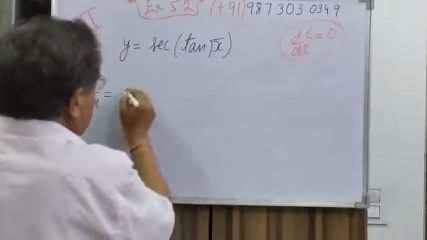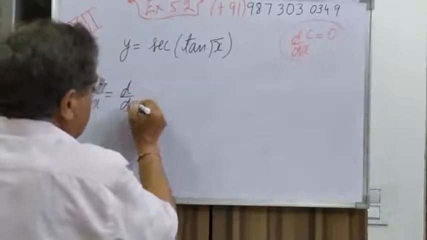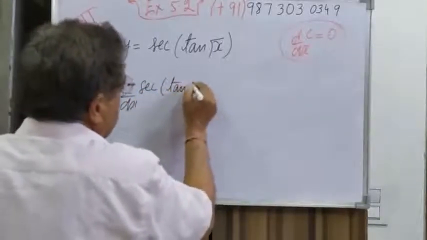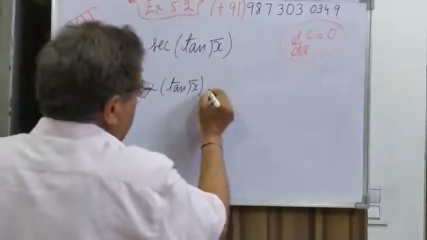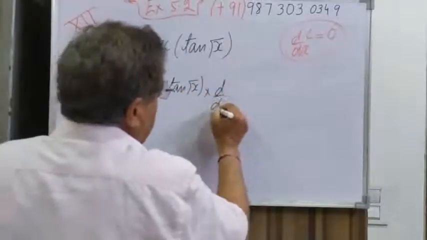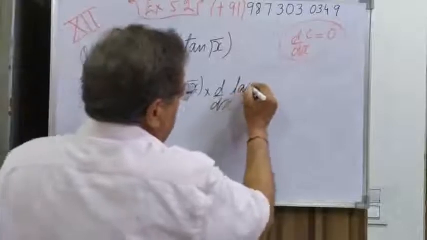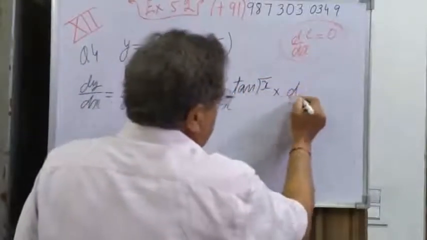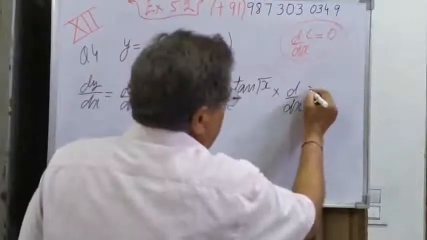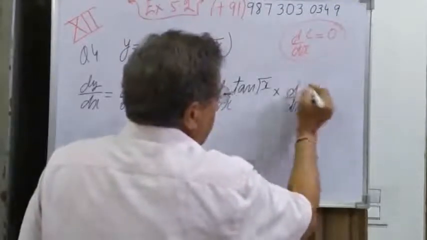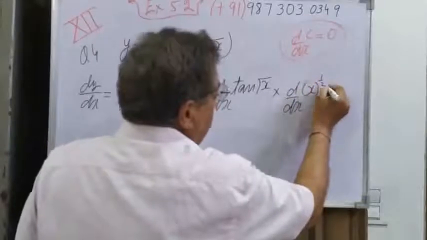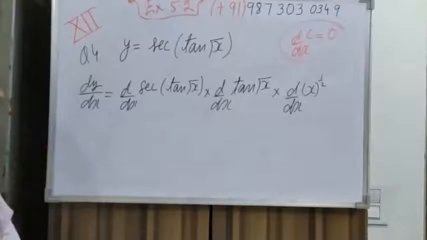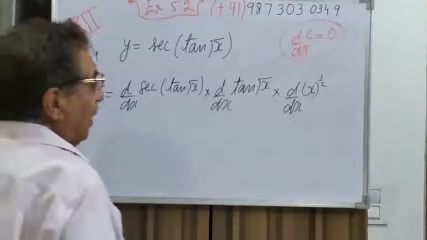So what do we say? d/dx of secant tan root x, into d/dx of tan root x, into d/dx of x. Root means power 1 by 2. So this is a complete differentiation, including the chain rule we have applied here.